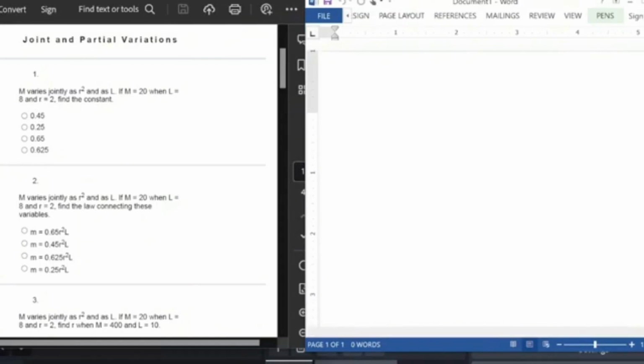So the first question is asking us, m varies jointly as r squared and as l. So we have three variables there. We start with the first one, m, varies jointly as r squared and as l. That is the simple interpretation of it. So we have combined two direct variations together. So this is direct variation.